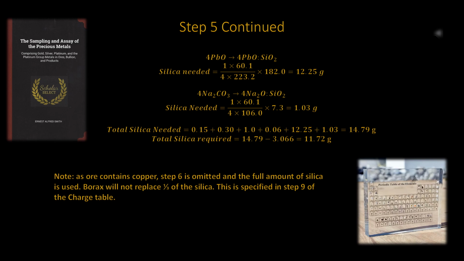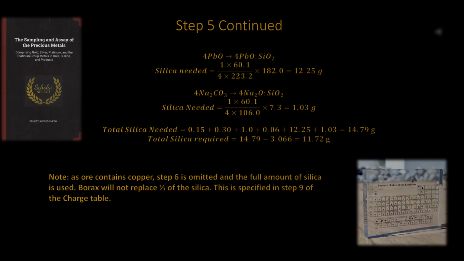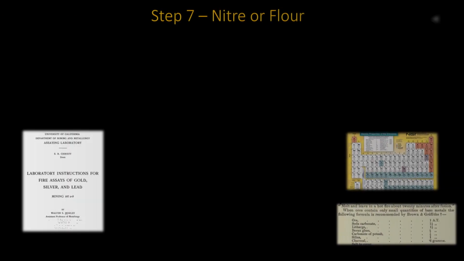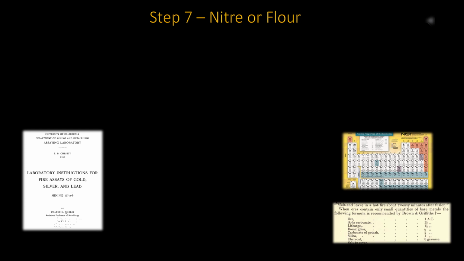In the previous presentation, I introduced the charge table. Step 9 of that table refers to special cases. In this case, the addition of borax will be omitted. This is due to the copper and nickel component in the ore in this case example. The addition of borax would be step 6 in the charge table. Step 6 was omitted due to the amount of contaminant in the ore sample.